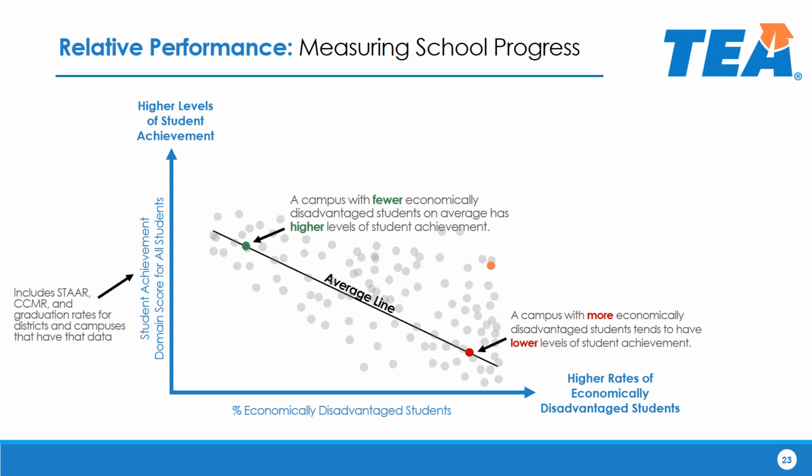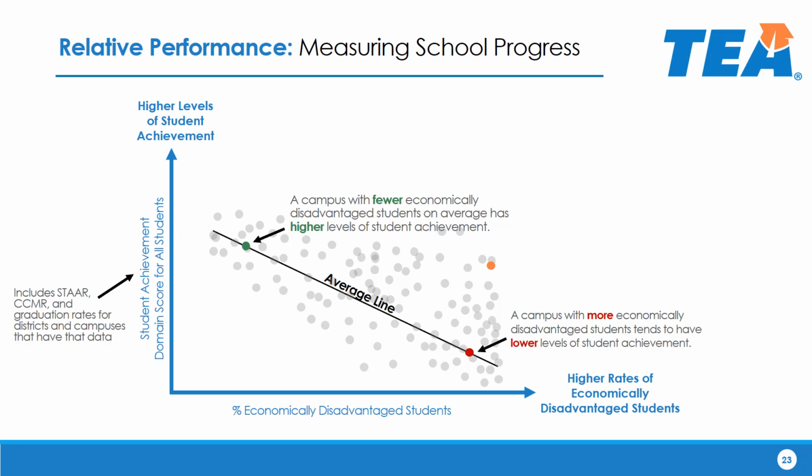Look at the orange dot in the top right. This campus is clearly outstanding in school progress. The last thing we want to do is set up an accountability system that has low expectations for economically disadvantaged students. With the approach of Part B, we're able to identify the campuses that are really excelling at progress so we can learn from them.